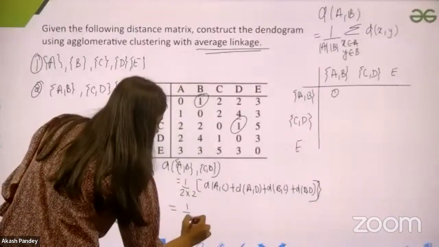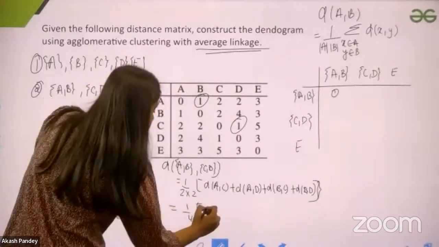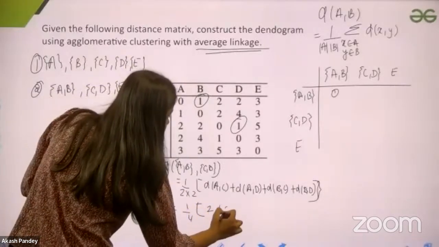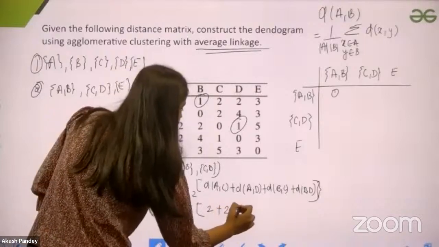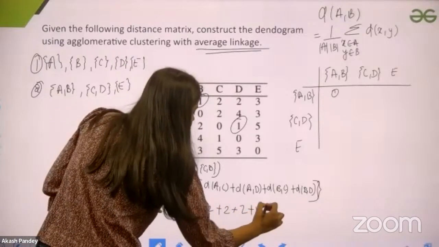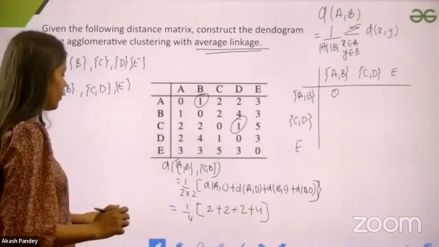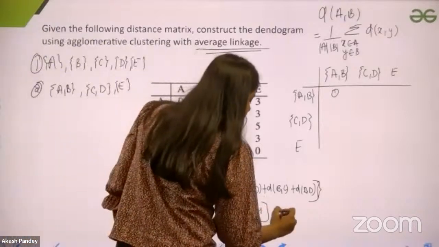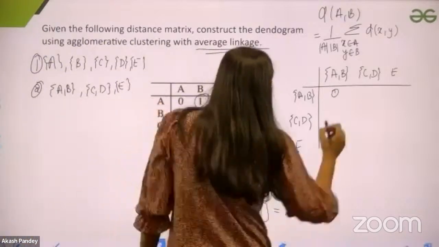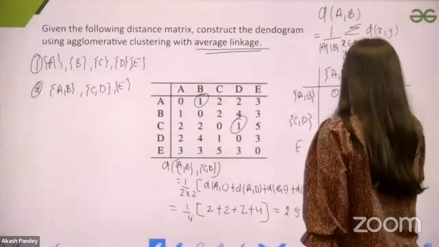So 1 by 4. The distance of A with C is 2. The distance of A with D is again 2. The distance of B with C is 2. And the distance of B with D is 4. If you add, it becomes 10 by 4, that is 5 by 2. So I can write this distance is 2.5.